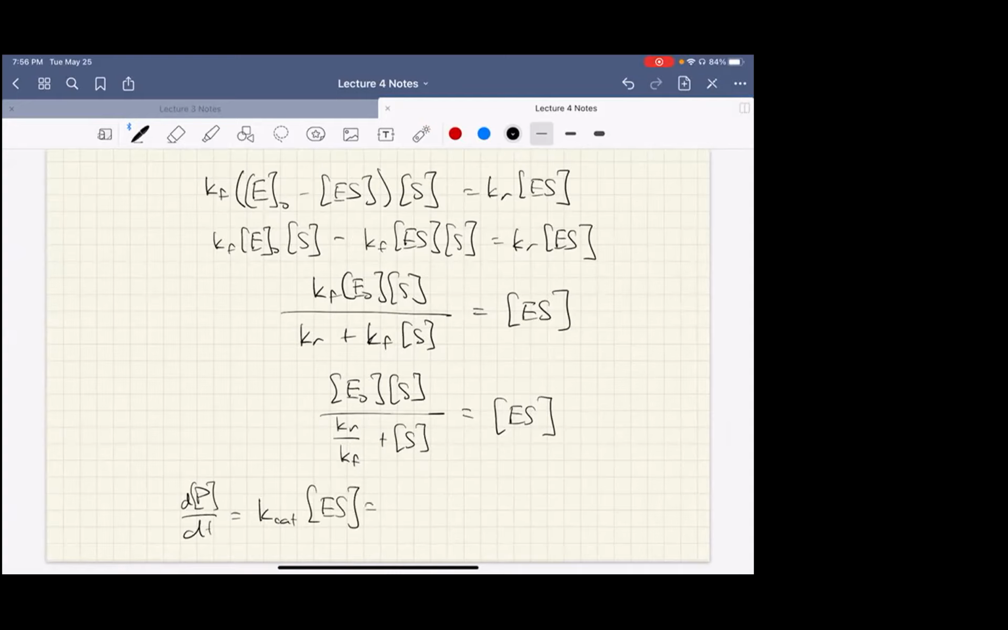At steady state. So basically I take that, plug it in here, and I get kcat E0S over KR over KF plus S. And finally, I'm just going to pair this E with this K. And I get the following. Okay, I'm going to redraw that on the next page and make some remarks about it.